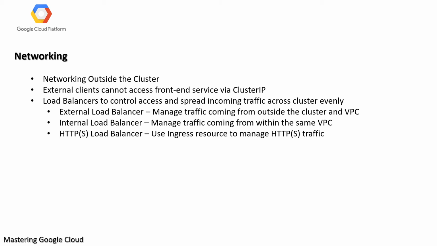Internal load balancers manage traffic coming from within the same VPC network. Like external load balancers, they use forwarding rules associated with the Google Cloud network to route the traffic to Kubernetes nodes. HTTPS load balancers are specialized external load balancers used for HTTPS traffic. They use an ingress resource rather than a forwarding rule to route traffic to a Kubernetes node.